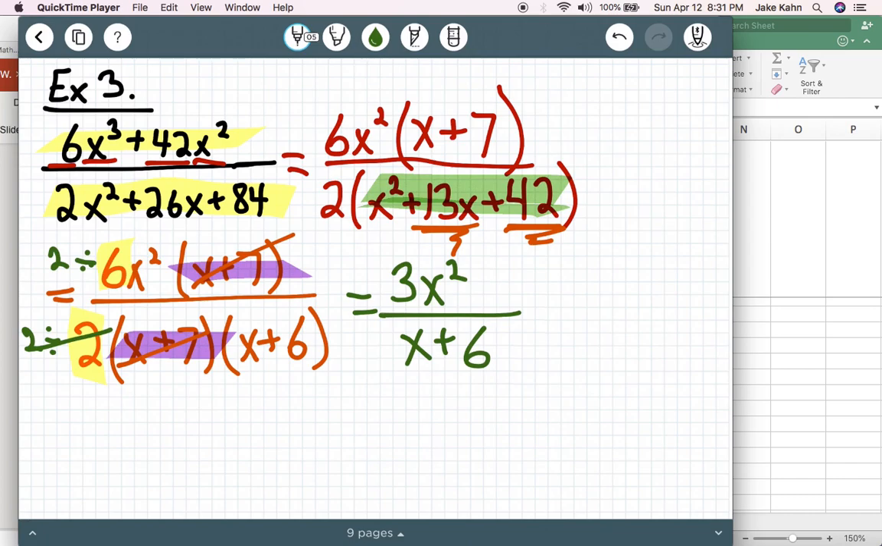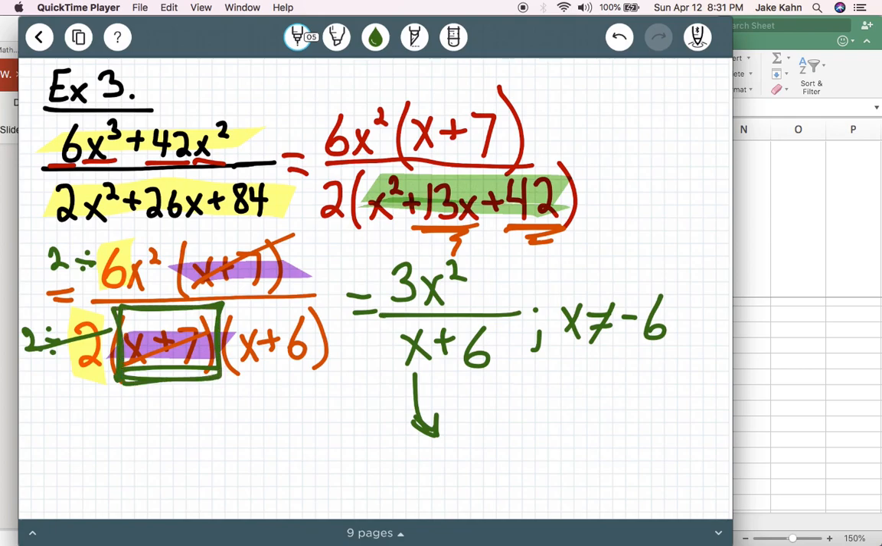Please make sure that you state the restrictions on your domain. What can x not be equal to in this problem because it would set the bottom equal to 0? Well, obviously, -6, right? If we plug in -6, that'll make the bottom equal to 0. So x cannot be equal to -6. However, don't forget about the factor that you canceled out. This x plus 7 can also not be equal to 0 because that would result in that part of the problem having a denominator of 0, which would make the problem impossible.